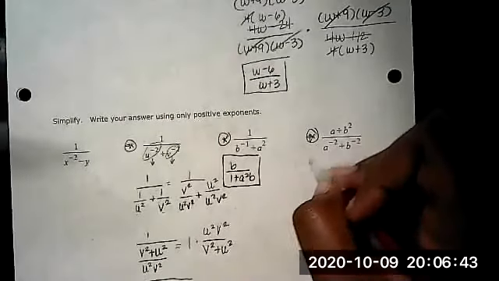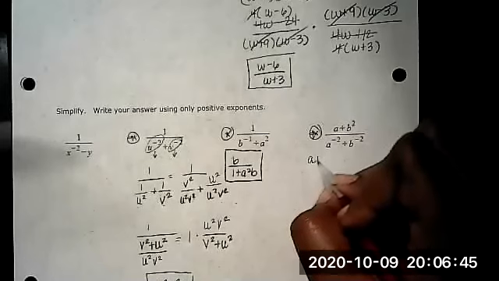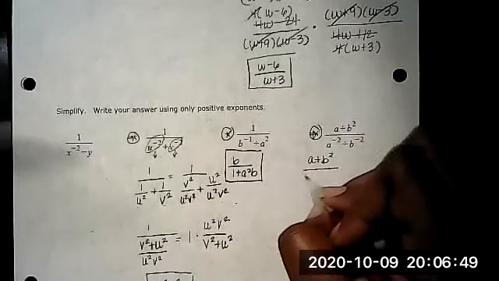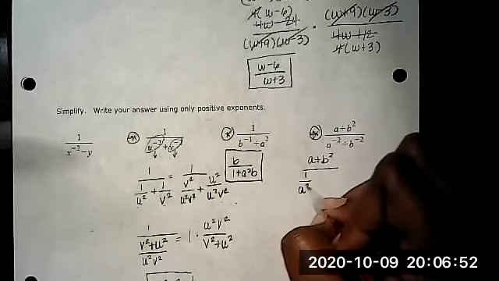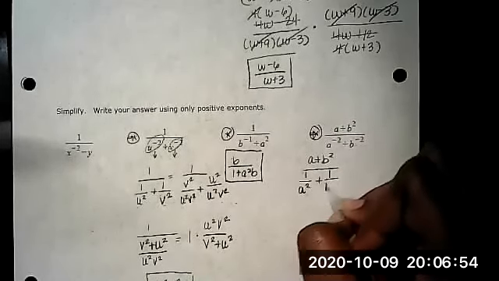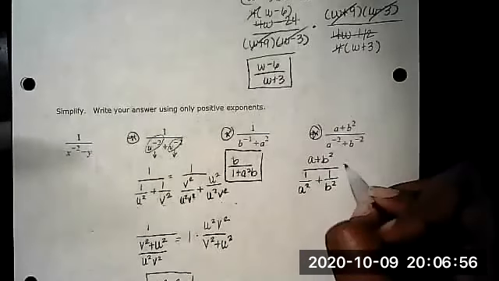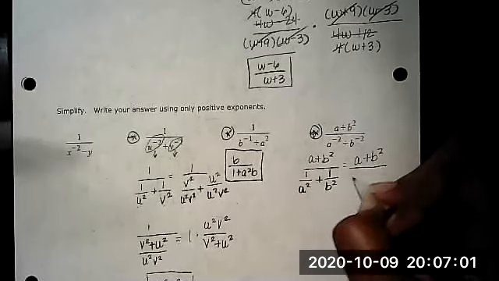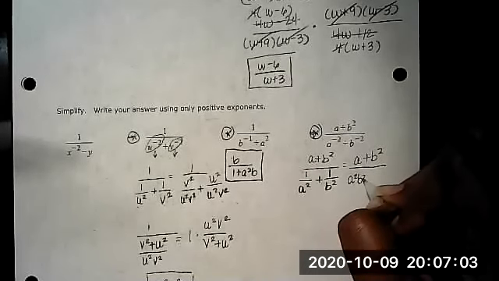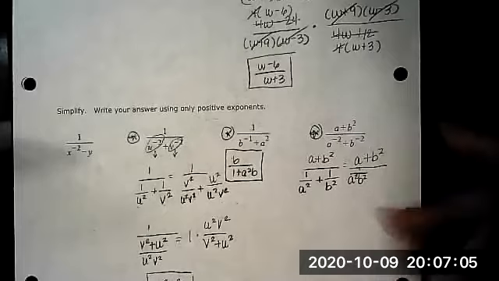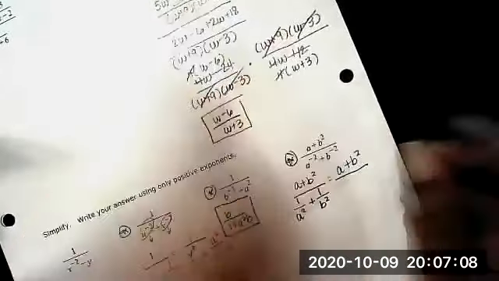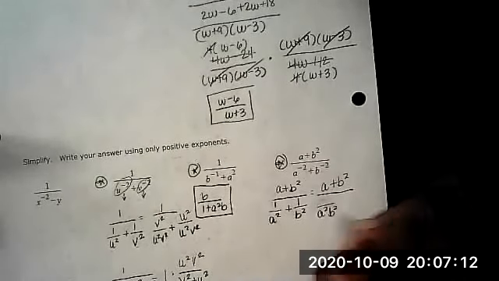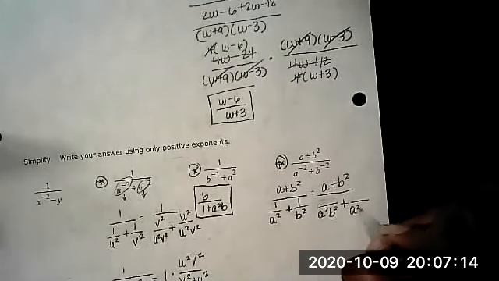Let's try this one. So again, a plus b squared over, of course, we're going to flip this and bring it down at the bottom of a fraction, a squared plus 1 over b squared. What is that common denominator? A squared b squared. Hold on, sorry, I didn't give myself enough room. A squared b squared is the common denominator.